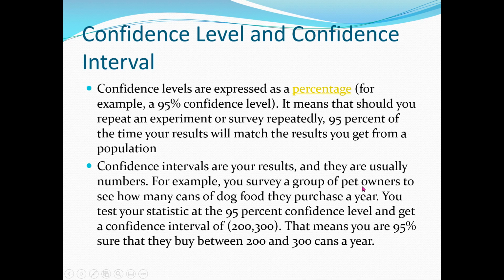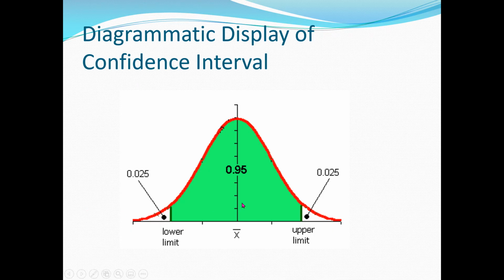For example, if you survey a group of pet owners to see how many cans of dog food they purchase a year, you test your statistic at the 95% confidence level, and let's say you get a confidence interval from 200 to 300. That means you are 95% sure that they buy between 200 and 300 cans a year. So that's just a background of the confidence interval. This is a diagrammatic display. If I construct a 95% confidence interval, then I'm going to have a lower limit and upper limit within which I'm 95% confident that the population parameter will be in this range.